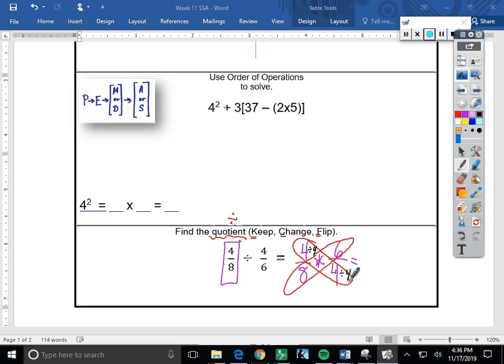How many times does 4 go into itself? Well, anytime a number is divided by itself, we'll get 1. And notice I write that 1 on the outside. Same idea on this bottom right corner. I have 4 divided by 4, and I will get a result of 1.